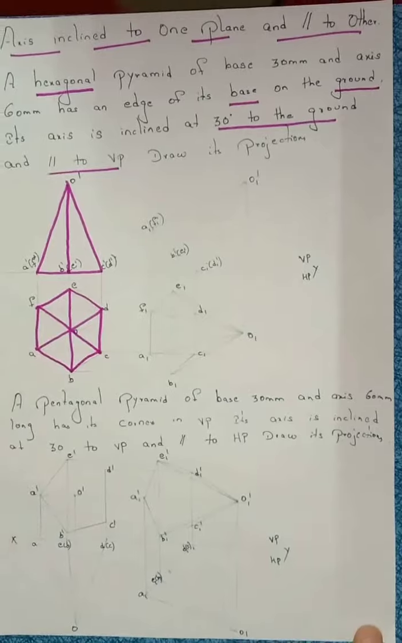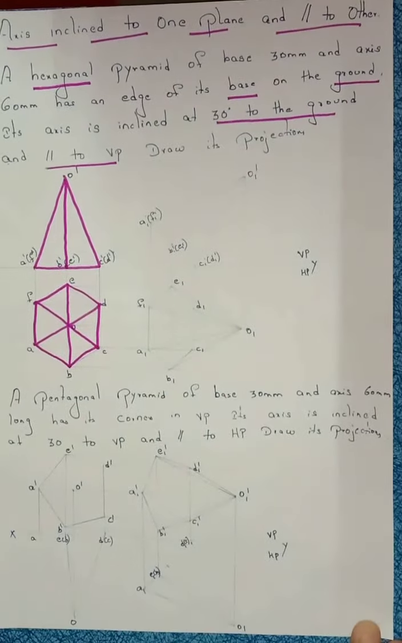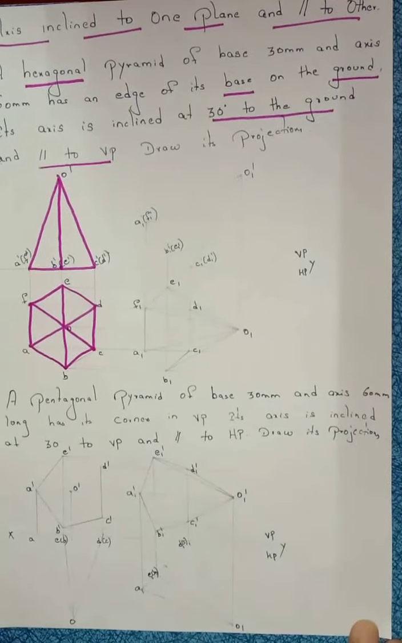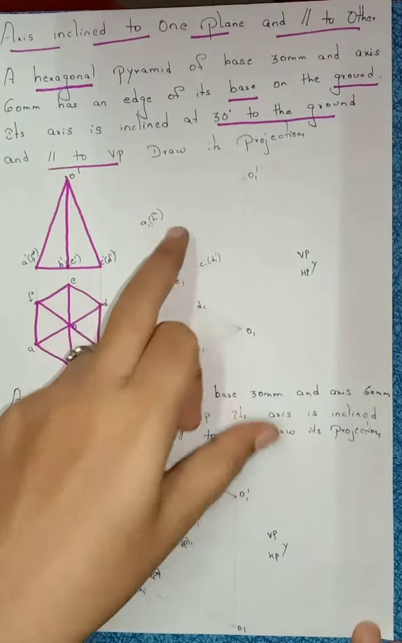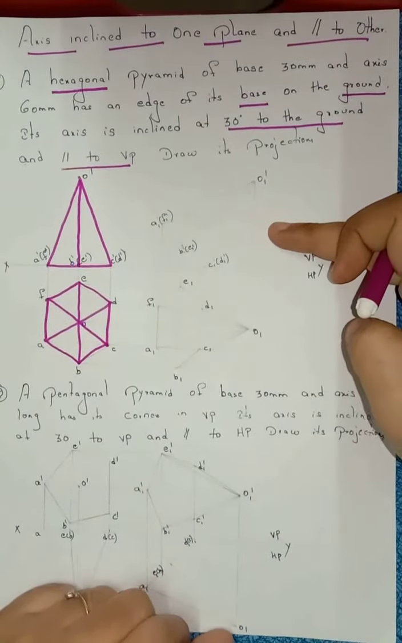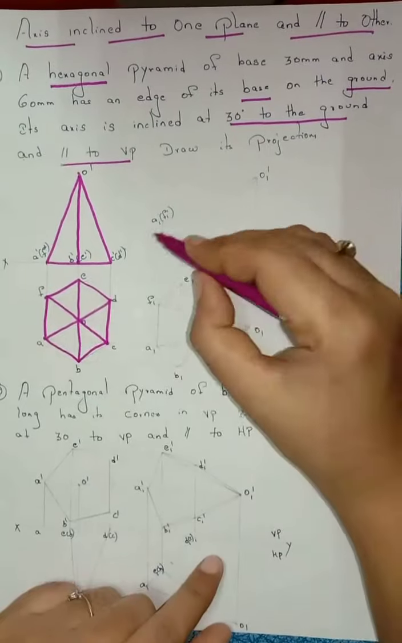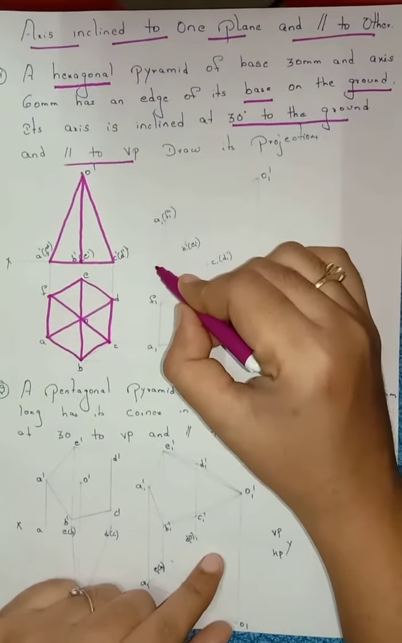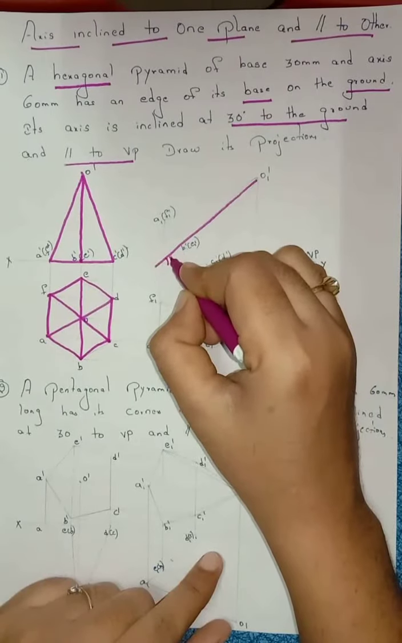Right, after that, what is the next part of the question? Axis is inclined at 30 degrees to the ground. 30 degrees to the ground means 30 degrees to HP. So where do we have to construct it? In HP, so we construct it here, right? So 1, 2, 3, this is your axis line. First draw the axis line of any length at an angle of 30 degrees.